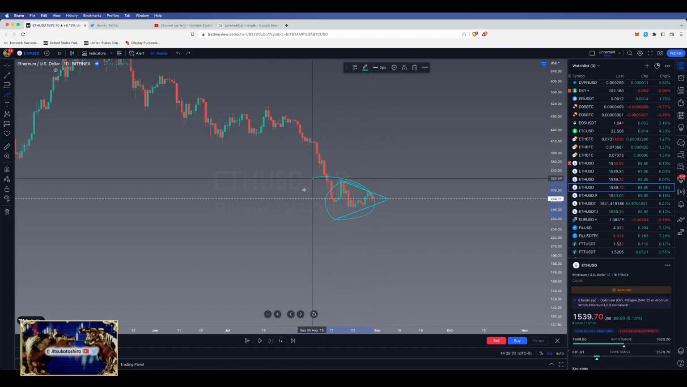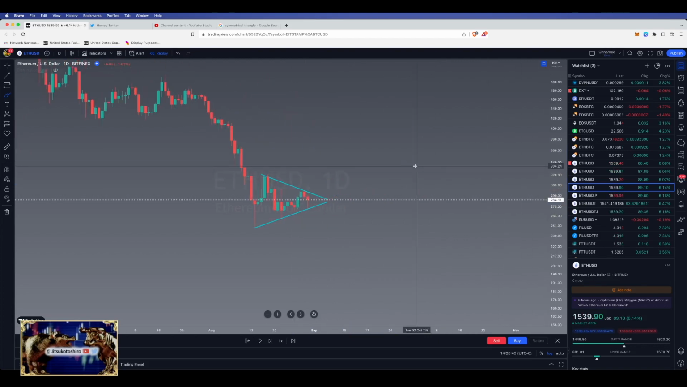We have a continuation formation. This is telling you, hey, if your odds are to break to the upside, they are minimal, it could happen, but the probability of it occurring is low.